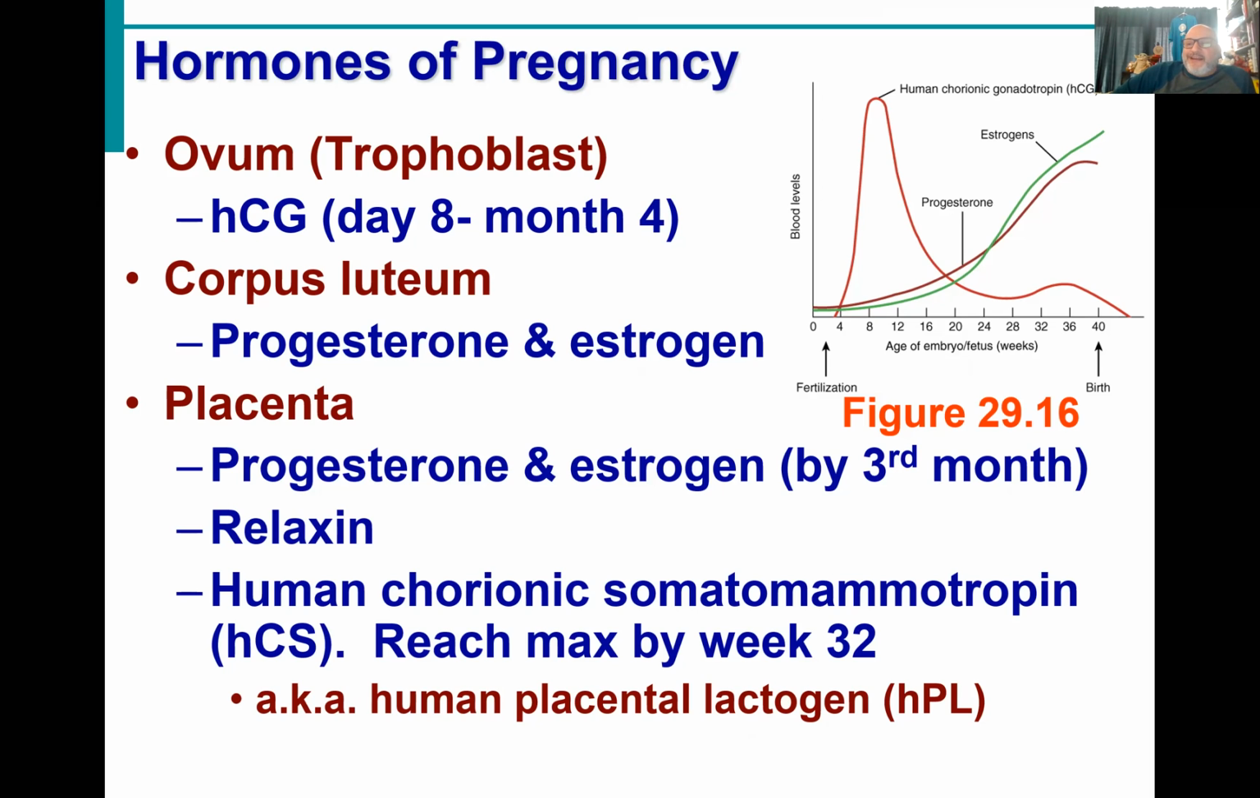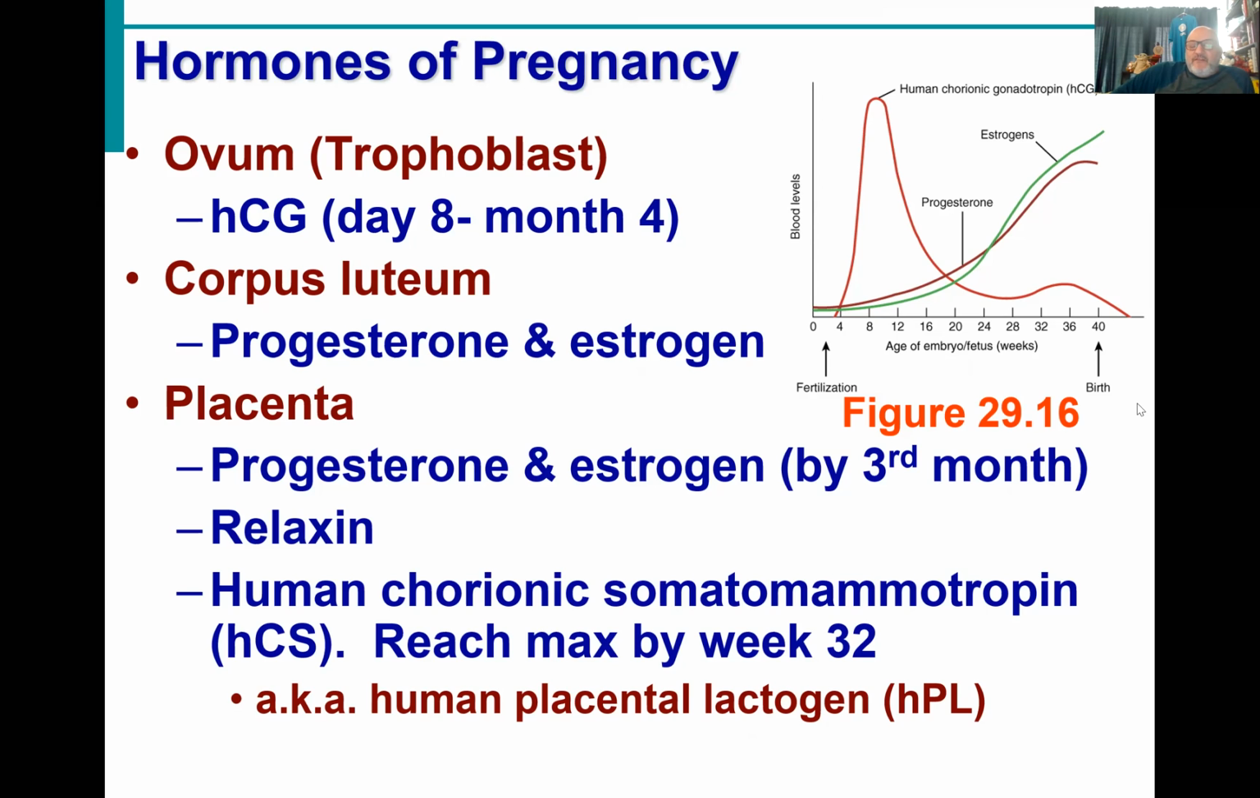Now, starting near the end of the term, starting at about week 32, we start to see an increase in the amount of human chorionic somatomammatropin that is being produced. Again, a big alphabet soup term that we need to learn, but again, a lot is in the name. Human chorionic somatomammatropin, also known as human placental lactogen, obviously with those two names, involves the maturation of the mammary glands.